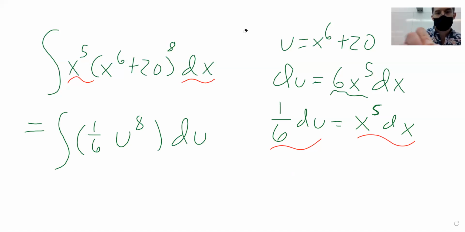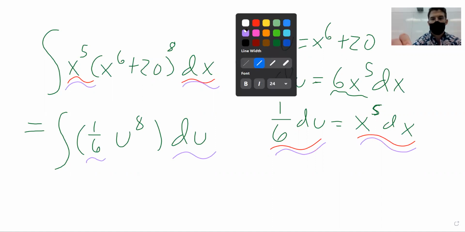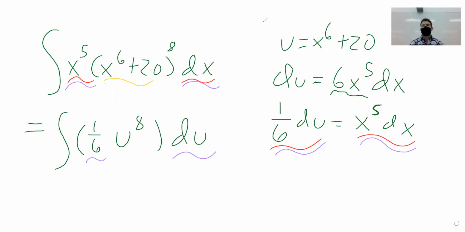So this x to the 5th, and dx is getting replaced with the 1/6 du, according to what's going on here. And x to the 6th plus 20 is getting replaced with u, because that's what we called u originally. All right. Everything good there so far.